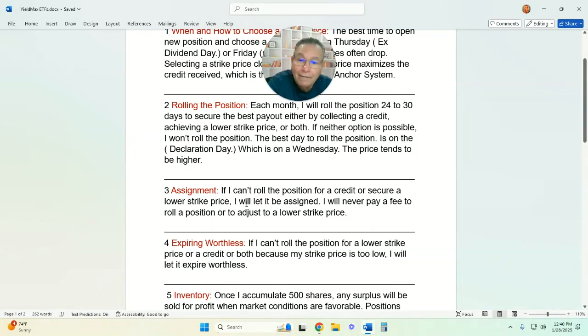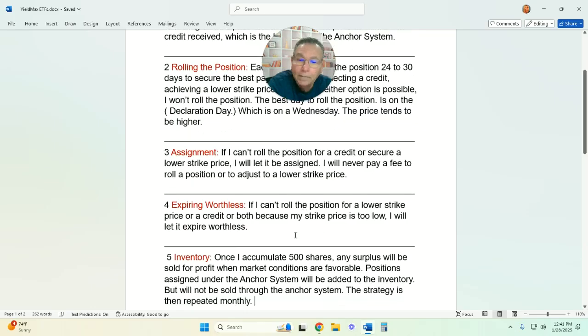Assigning. If I can't roll the position for a credit or secure a lower strike price, I will let it be assigned. I will never pay a fee to roll a position or to adjust to a lower strike price, okay? So in other words, if I have to pay, I will let it get assigned, all right? I'll leave it alone and let it be. Now, expiring worthless. If I can roll the position for a lower strike price or a credit or both because my strike price is too low, I will let it expire worthless.